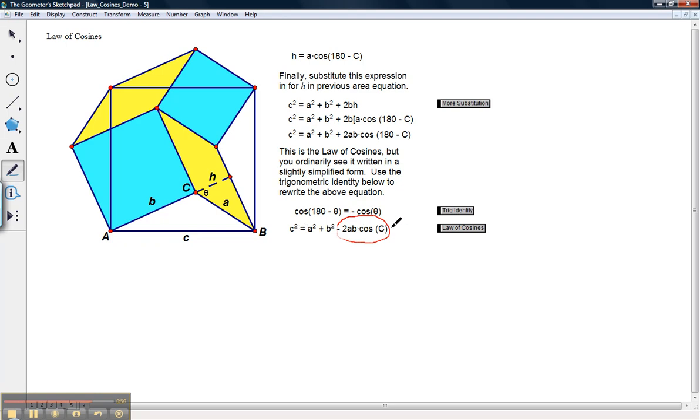So if c is an angle between 0 and 90 degrees, if it's acute, then this whole thing is positive, and I'm subtracting a positive number from a squared plus b squared, and that'll make it equal to c squared. If it is an obtuse angle, then the cosine of an obtuse angle is negative. When I subtract a negative, it makes it positive. It's as if I'm adding something to a squared plus b squared to make it equal to c squared. And there you have the law of cosines.